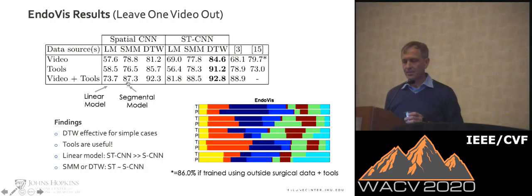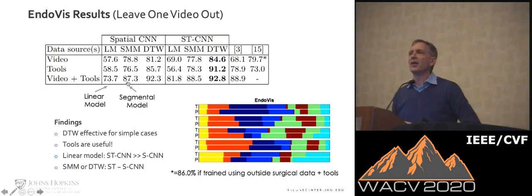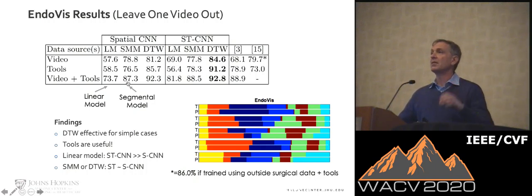But the interesting side effect of this is that we also had the tool motion from the da Vinci robot. So we could ask, what if we tried to do the same thing from the tools? It turns out that just using tool motion gives us about 90%. So tools actually beat doing all the video processing, just knowing what the tool is doing.